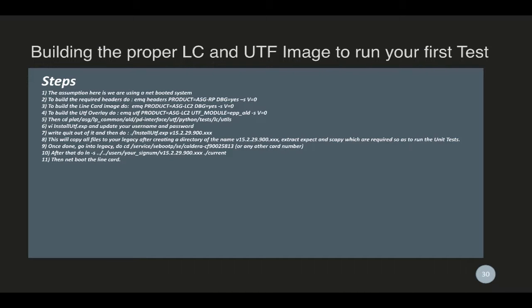This is basically the steps you need to do in order to get the line card and the UTF image and how to run your first test case. It is pretty self-explanatory, so I guess I don't need to explain that.